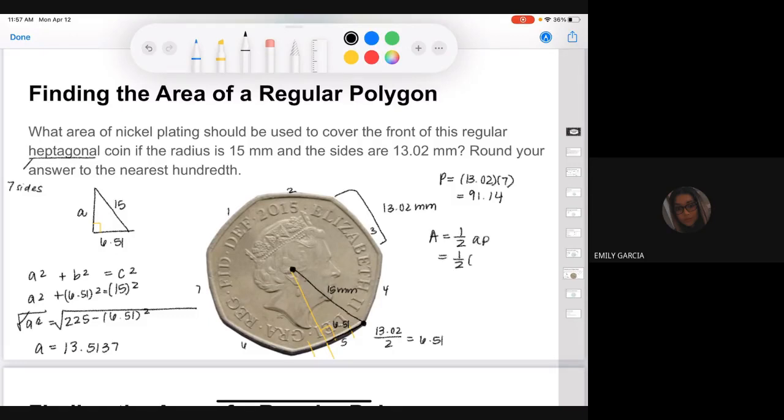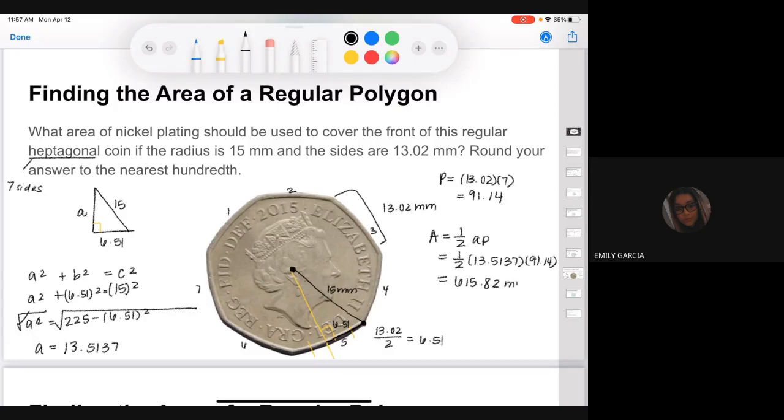My A is 13.5137. My P is 91.14. And when I plug that in, I will see that this is equal to 615.82 millimeters squared.